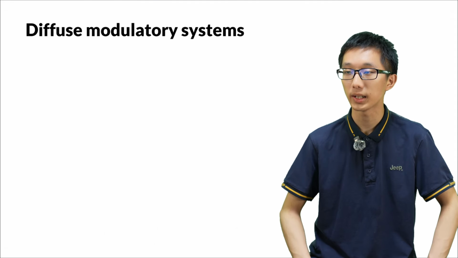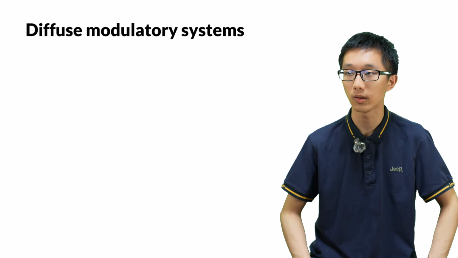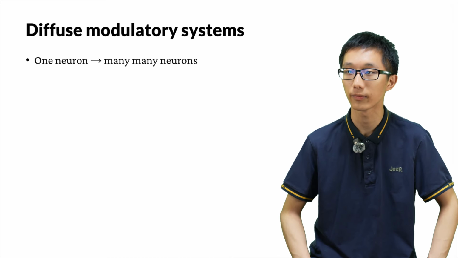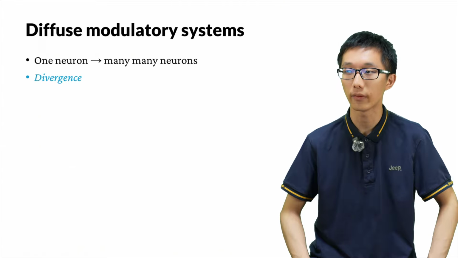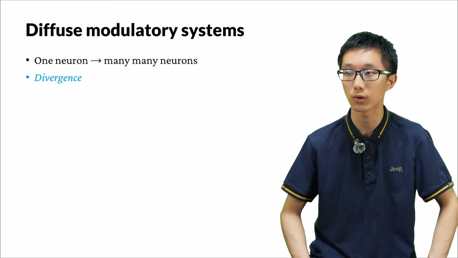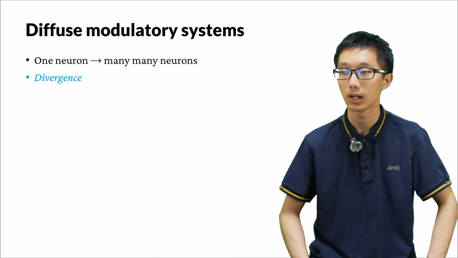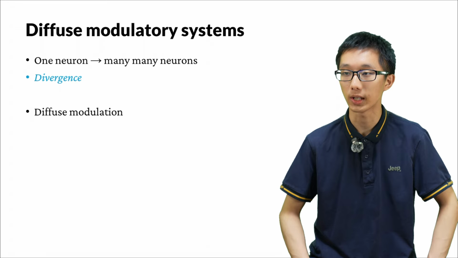Finally, we can see a place where neurotransmitters are applied in an extensive amount. Those are diffuse modulatory systems. In these systems, one neuron can make synapses with many neurons, up to the number of thousands, 10,000s, or even hundreds of thousands. This is a very good example of divergence, in which one neuron diverges into many neurons. In contrast, in the future, we will see examples of convergence, in which many neurons converge to make synapses on one neuron. Divergence helps diffuse modulation.